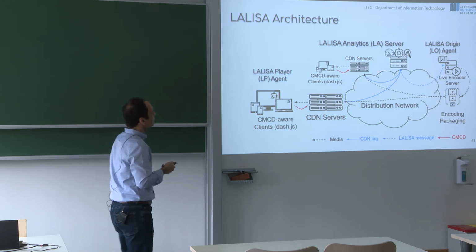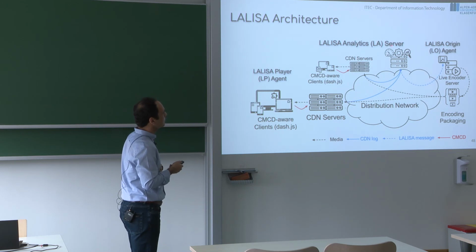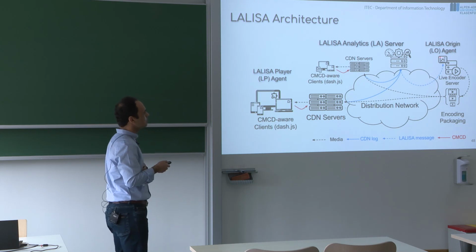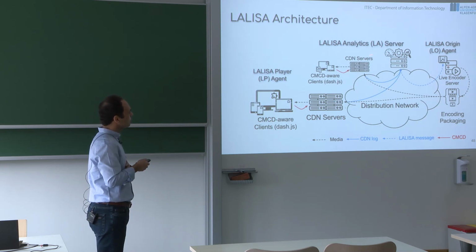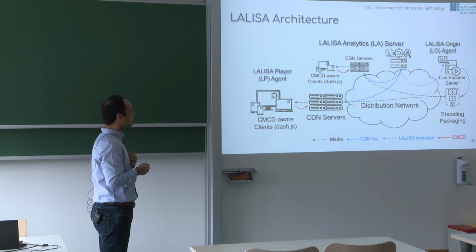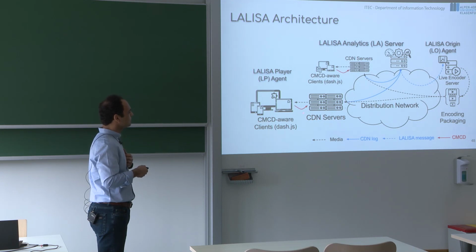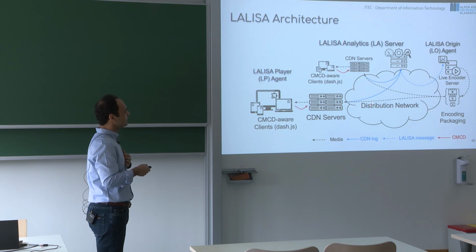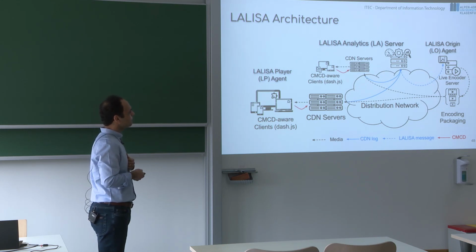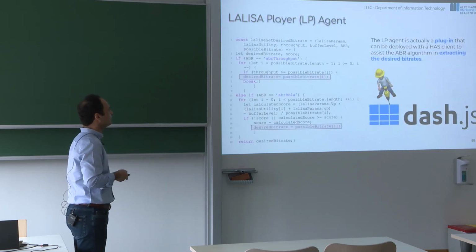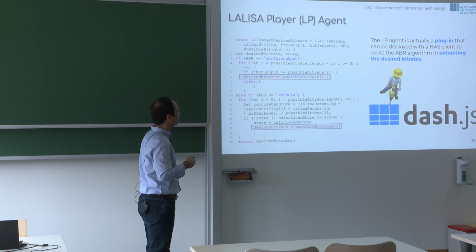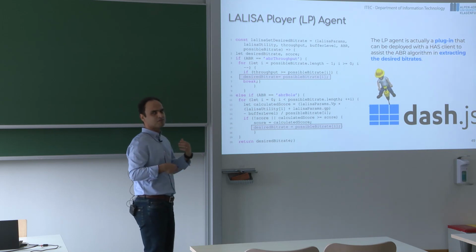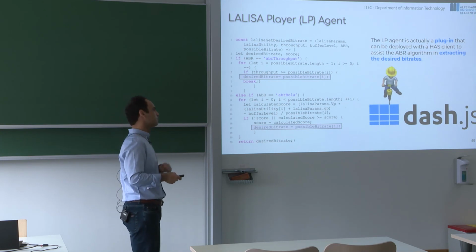So in the Lalisa architecture, we have the main component, the Lalisa analytics server, and we have the Lalisa origin agent, just to apply some ladders on the encoder. We also have some CDN servers, and also the Lalisa player agent. We put a plugin inside the player to send the desired bitrate through the CMCD to the CDN server, and then we have CDN logs to the LA server, and finally we have an optimal bitrate ladder. So for the agent part, we try to modify the player's .js code and put some code to extract the desired bitrate, because we have the desired bitrate during the selection of the bitrates.